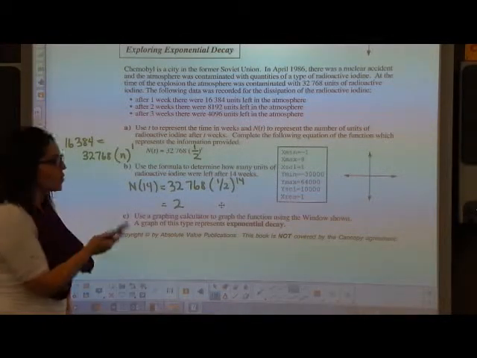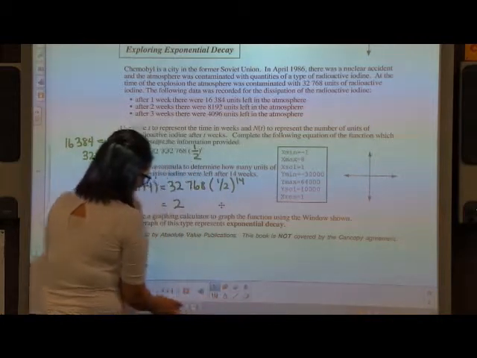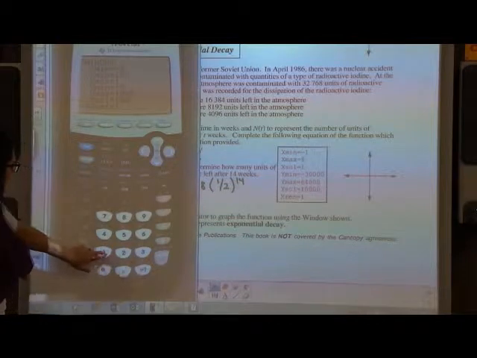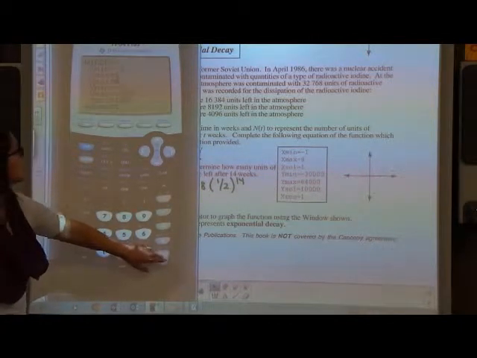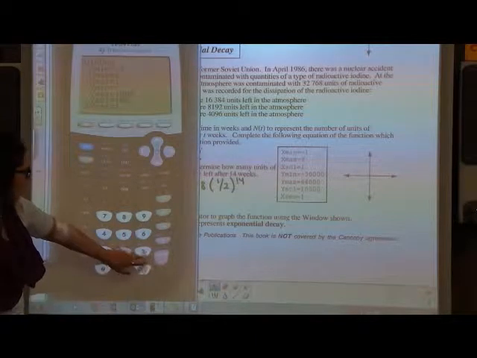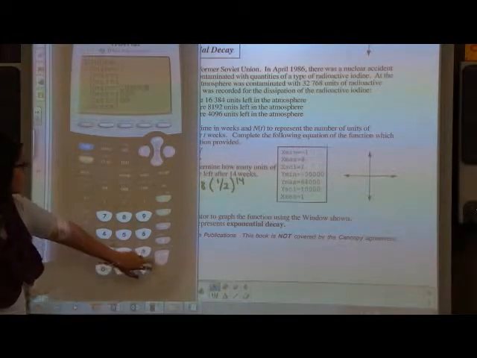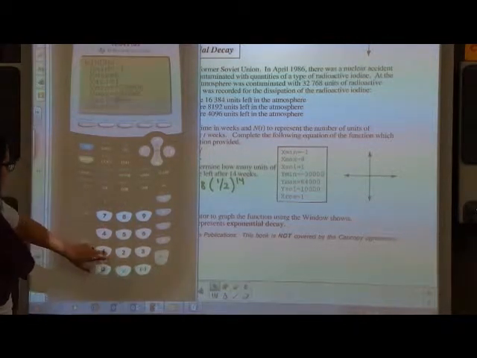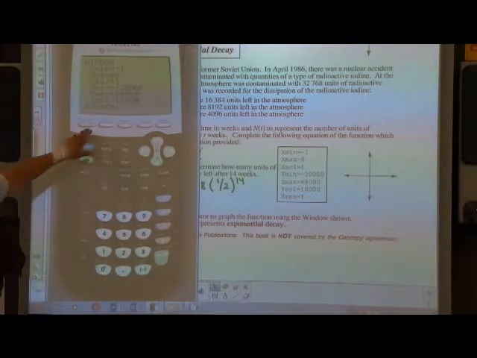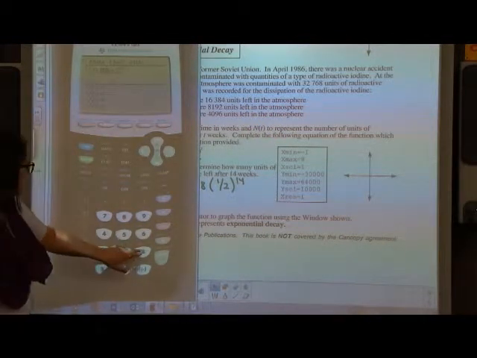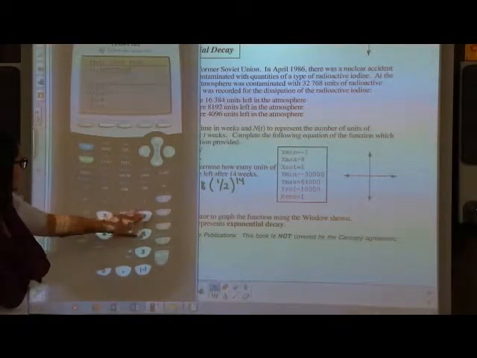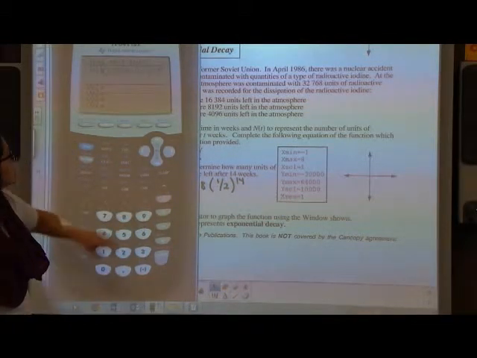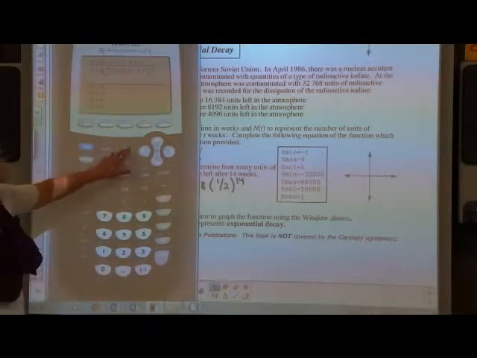Okay. So now if I go to graph this, these are the window settings that I want to use because of my numbers. So -1 to 8, negative 30,000 to 64,000, going up by 1,000, and then my y equals 32,768 times 1 divided by 2 in brackets to the power of x.